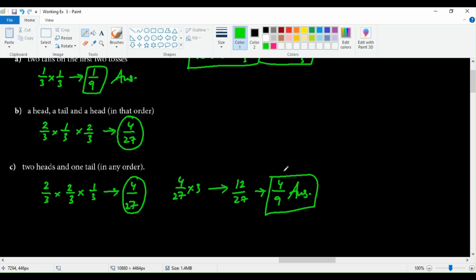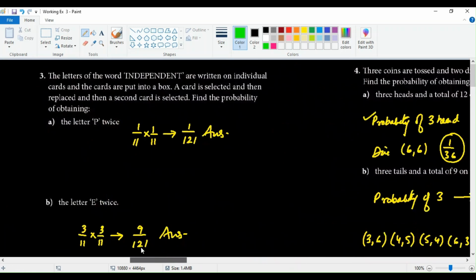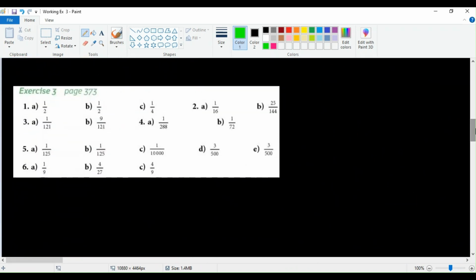This was the final question because this exercise is very short. Only 6 questions were there, and this is how we have done. And here are the answers for you all to have a look.